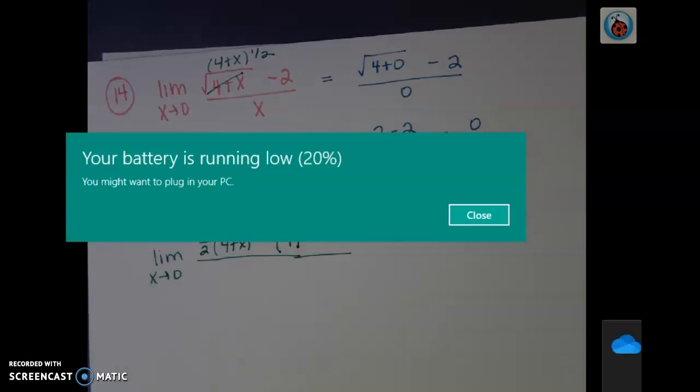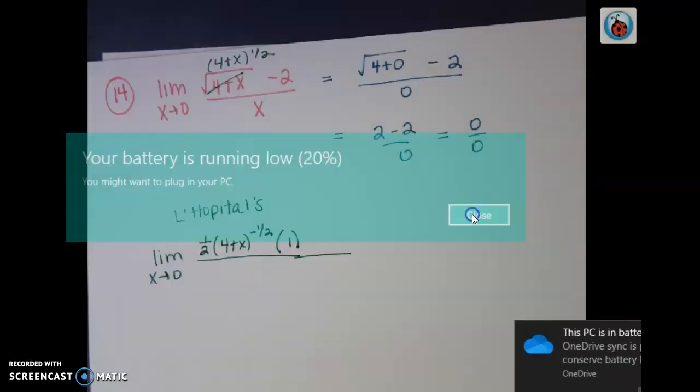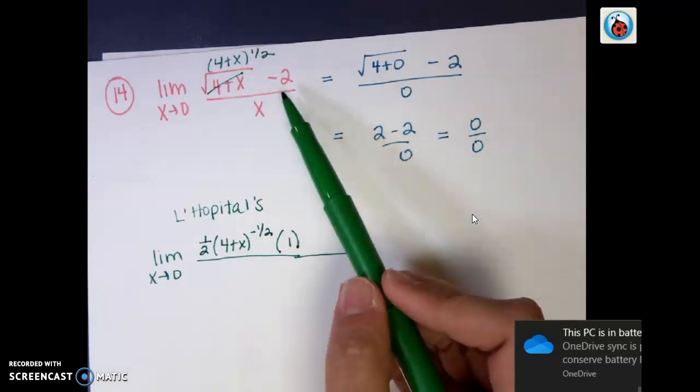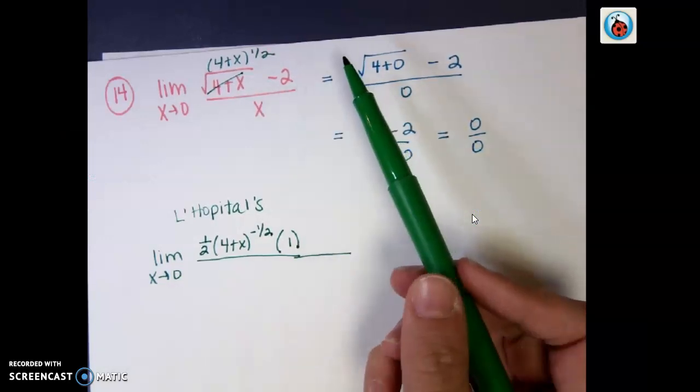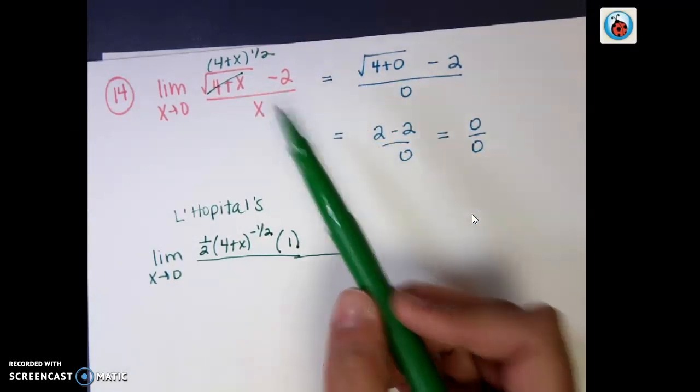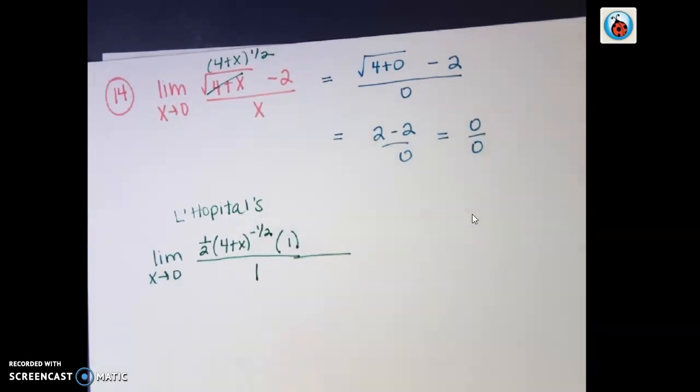And then the derivative of negative 2 would just be 0. Okay, so then the derivative of the denominator is 1. So it'll look like that.